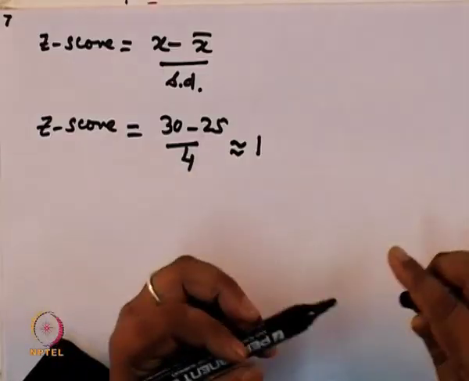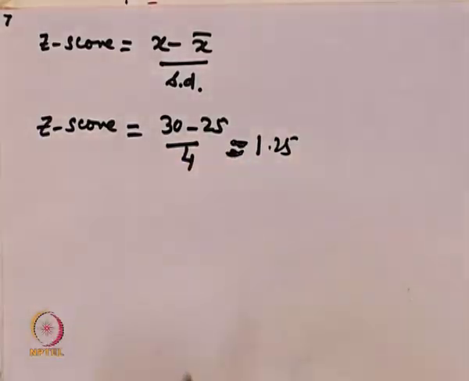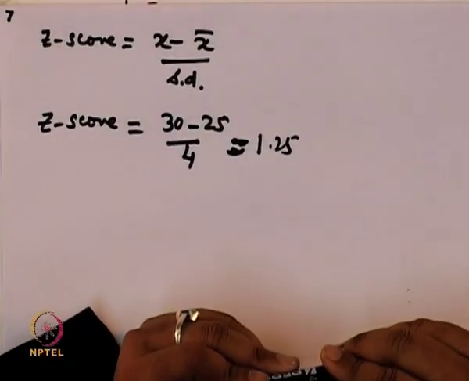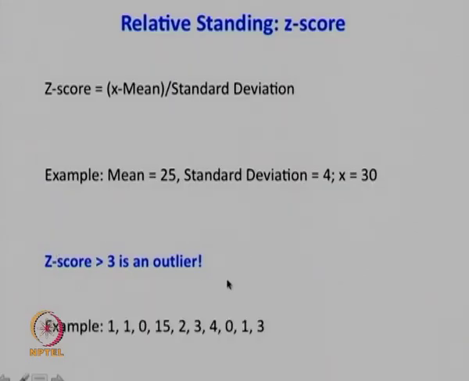30 minus 25 is, so it's actually 1.25, is equal to 1.25, but for all practical purposes which is roughly 1. So, one thing, the z score gives you a way of testing whether a particular value is an outlier or not, and this is empirical in nature, but what is considered is if your z score is greater than 3, then that particular value is an outlier. Let us take the following example, okay.